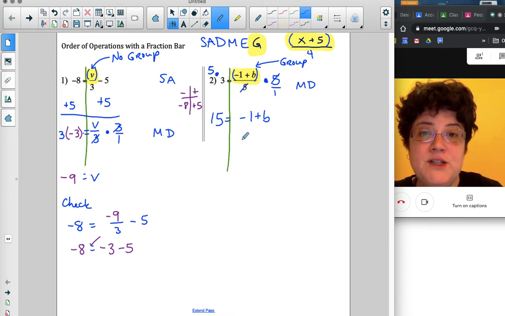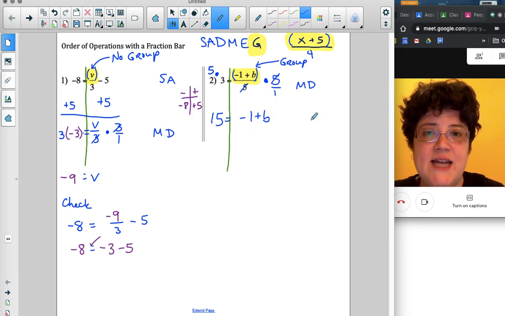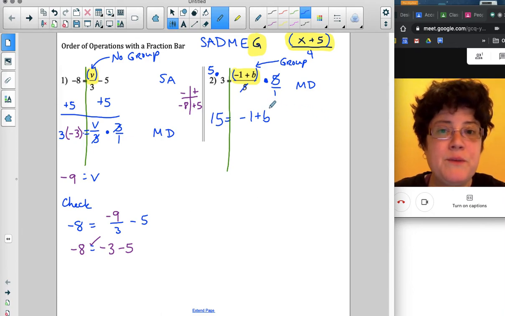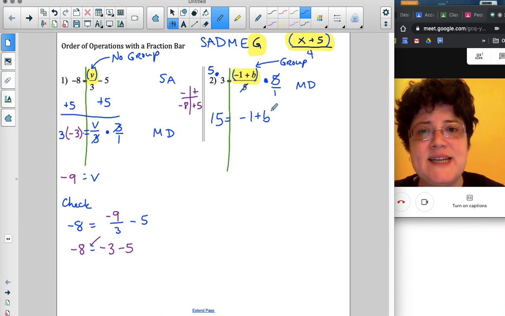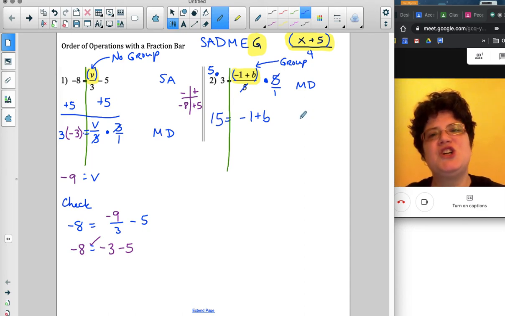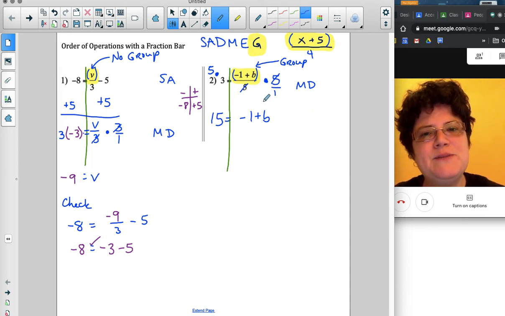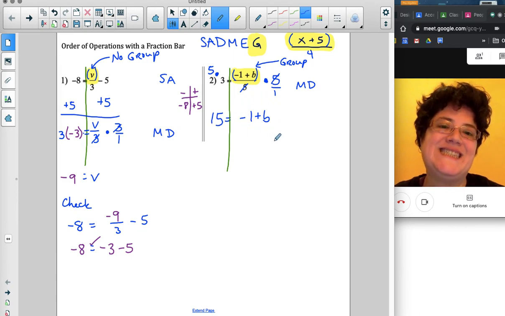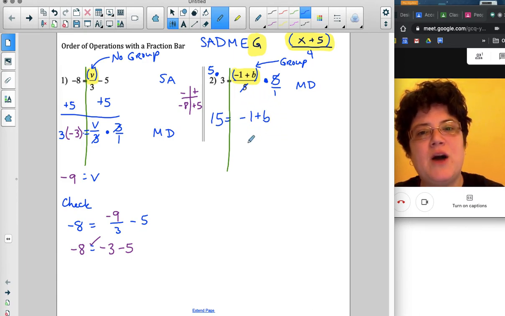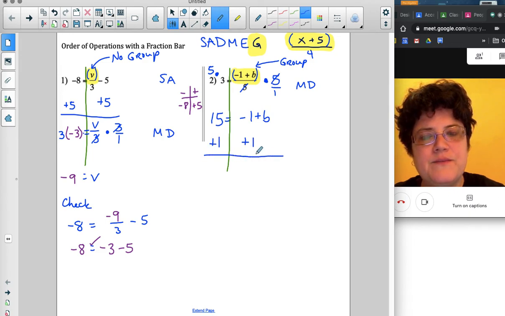And now I'm going to take a look and, now there's no more grouping symbols, so I'm out. I ran out of sad Meg, right? I've gone all the way through, but b is not by itself. It's not isolated yet. So I'm going to have to start again, right? I've taken away those grouping symbols, so now I can attack what's inside those grouping symbols. So now I can do the opposite of subtracting 1, which is adding 1. And so that 16 is equal to b.